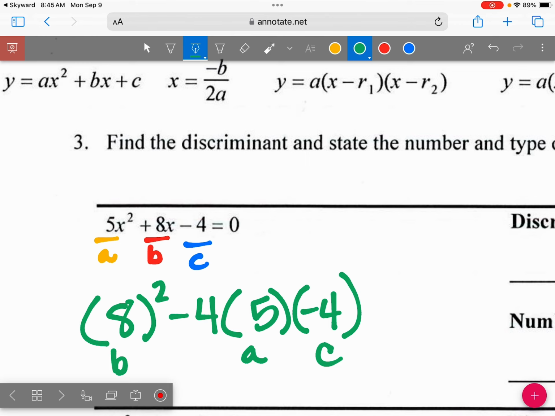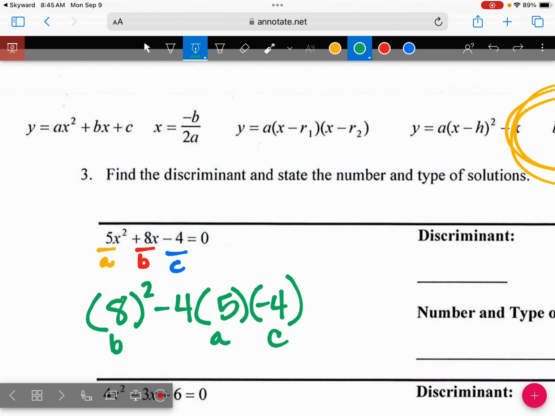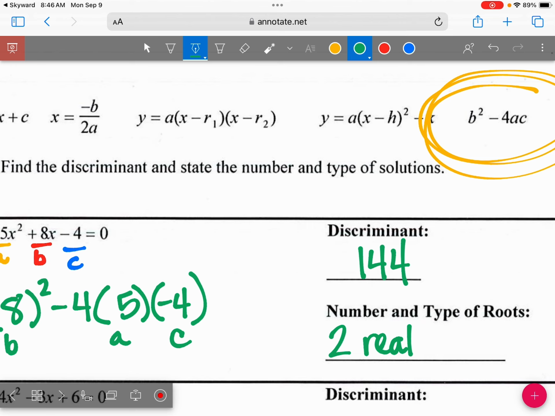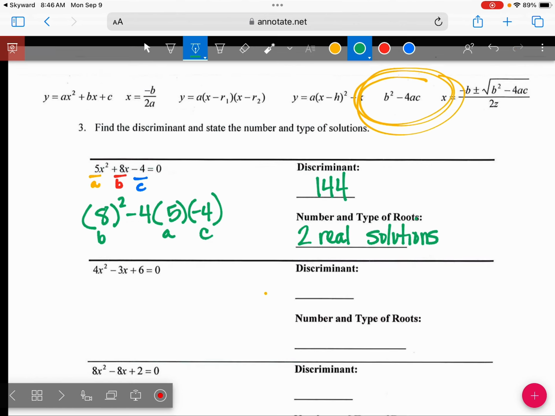Sean, what did you get for that first one when you typed it in? 144. Anybody else get 144? All right, so your discriminant is 144. So what does that mean? What'd you say, Noelia? 2 real solutions. Yep, that's what that means. Good job. If it's positive, you get 2 real. That is correct.